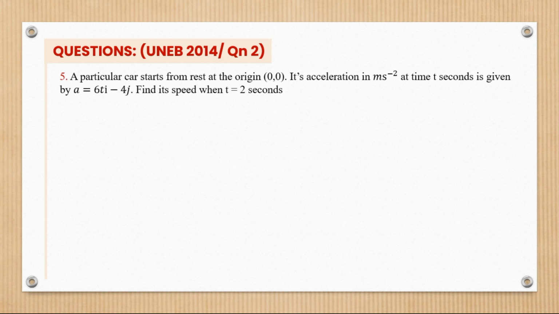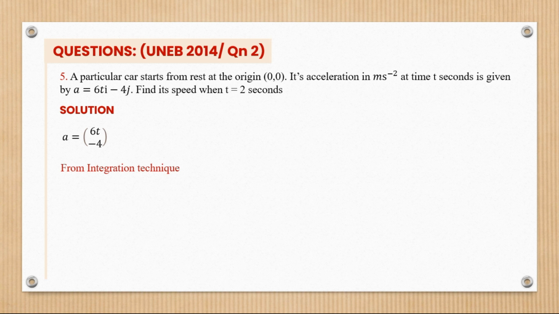So we're being told that a particular car starts from rest at the origin (0, 0). Then we're told that its acceleration in meters per second squared at time t seconds is given by a = 60i − 4j. We're asked to find its speed when t is 2 seconds. So for this question, we've been given acceleration as 60 and negative 4.